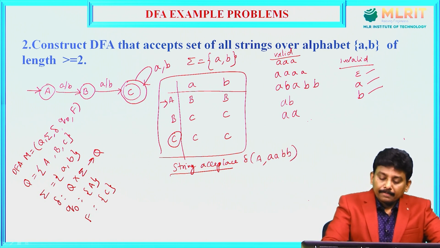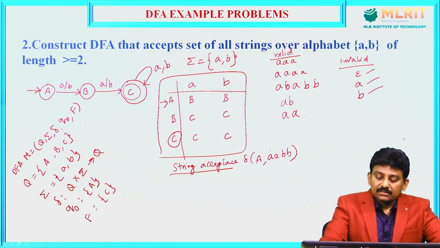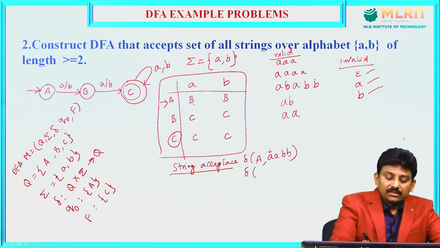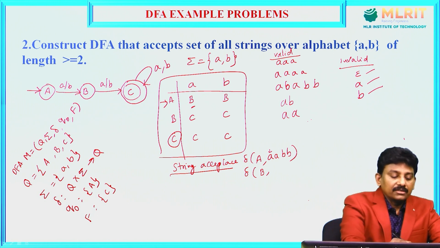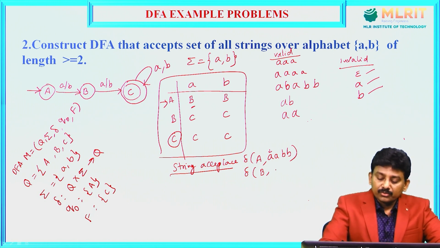Now, applying the transition function for state A, the input is A, because the first symbol is A. So, state is A, input is small a. A on A goes to B, so the state changes. Remaining input is A, B, B.